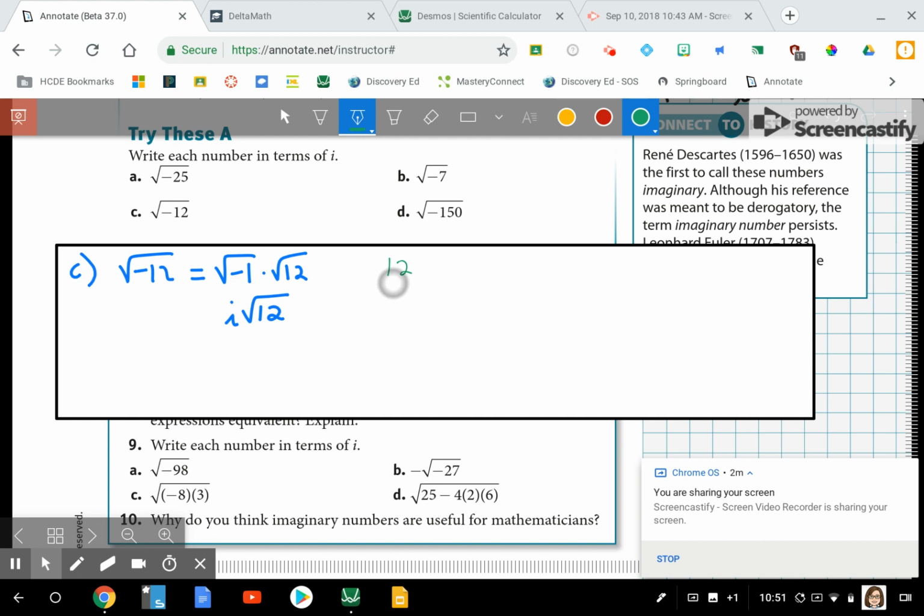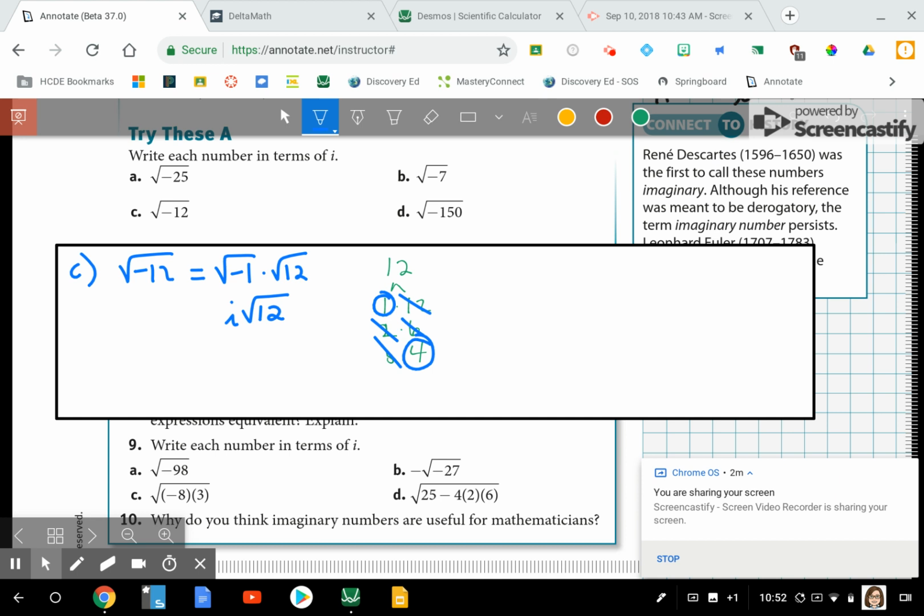So 12. Let's list the factors of 12. 1 and 12, 2 and 6, 3 and 4. So which of these are perfect squares? Notice we can take the square root of 1 and we get 1. Square root of 12, we get a decimal. Square root of 2, we get a decimal. Square root of 6, a decimal. Square root of 3, decimal. Square root of 4, 2. Which one's larger between 1 and 4?